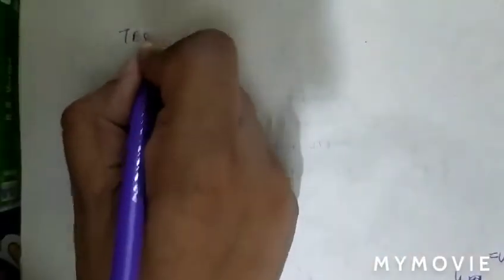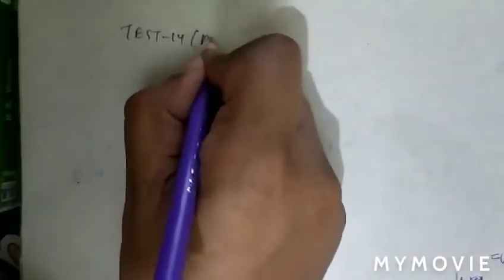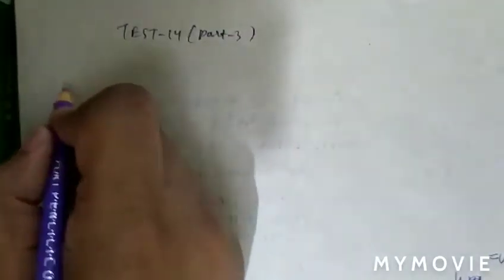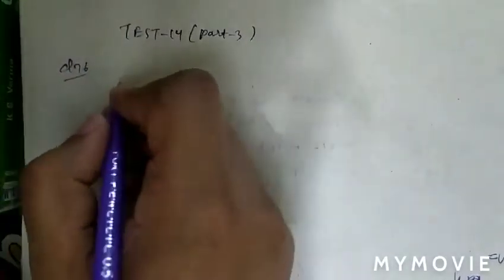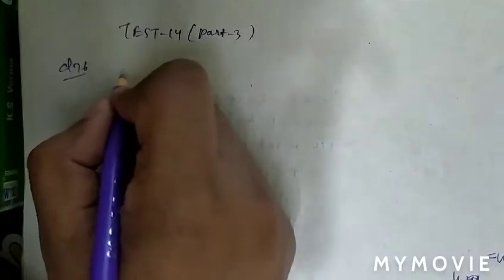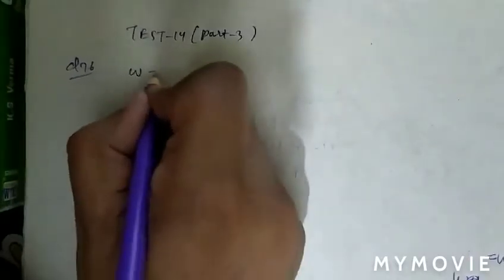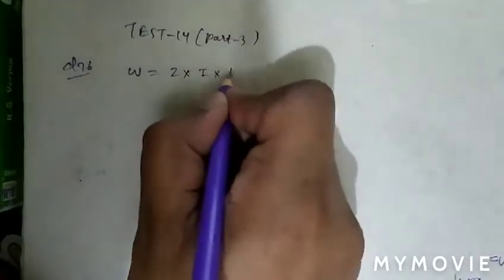Test number 14, part 3. See question number 76. In question number 76, according to Faraday's first law, W equals Z into I into T.